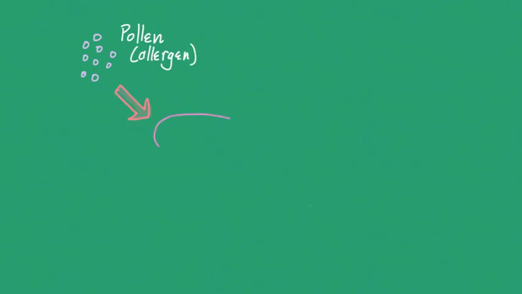Let's take a look at how an allergic reaction is formed by the immune system. So here we have the pollen, which is an allergen. When the allergen enters the bloodstream, the plasma B cells release antibodies. They go through the antibody mediated immunity reactions and they release the antibodies.